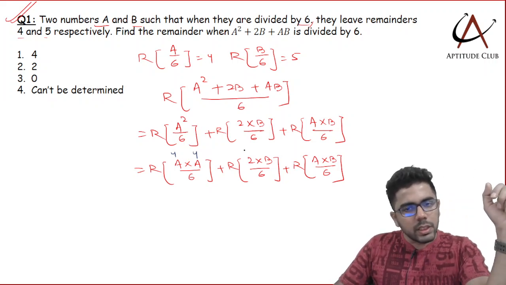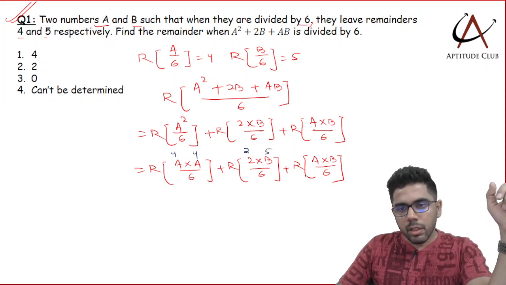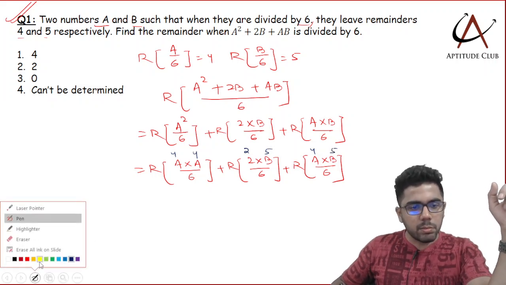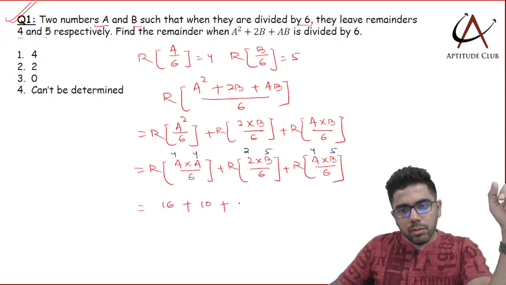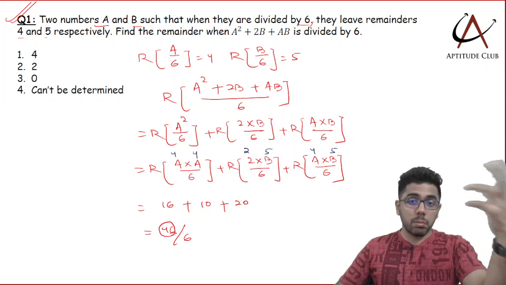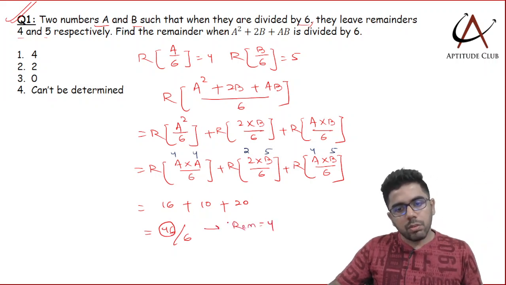2 divided by 6, the remainder is 2. B divided by 6, the remainder is 5. A divided by 6, the remainder is 4. B divided by 6, the remainder is 5. Now product and sum जैसे जैसे है बस वैसे वैसे करेंगे. 4 into 4 16 plus 2 into 5 10 plus 4 into 5 20. So I get 46 divided by 6, because 46 तो बहुत बड़ा नंबर हो गया, again divide हो सकता है, and the final remainder is 4. 6 7 are 42 and the final remainder is 4.